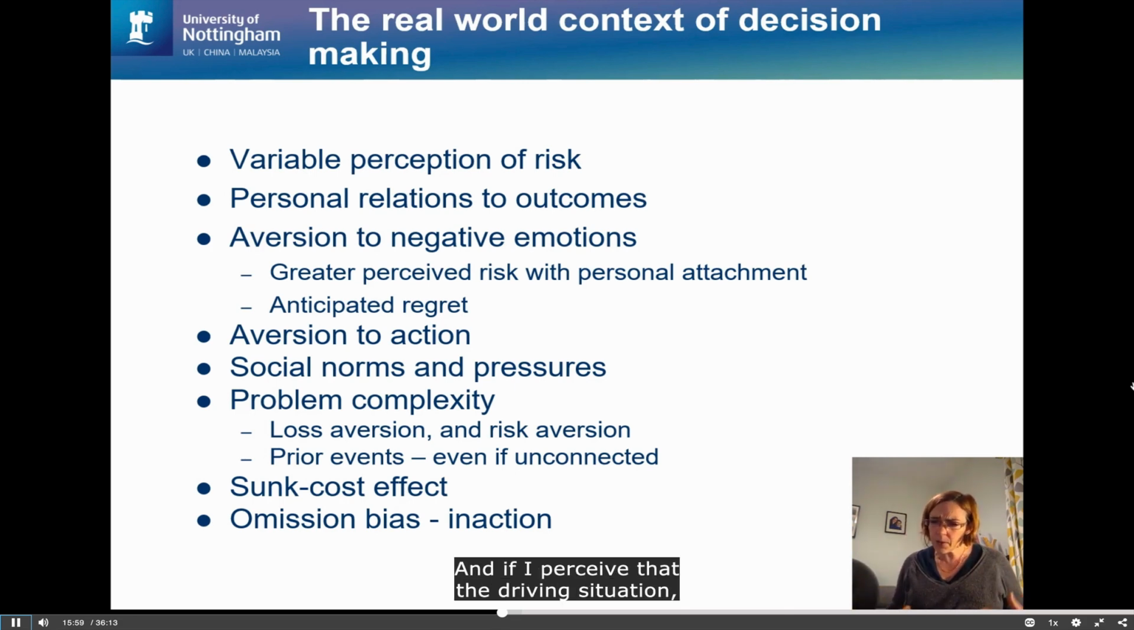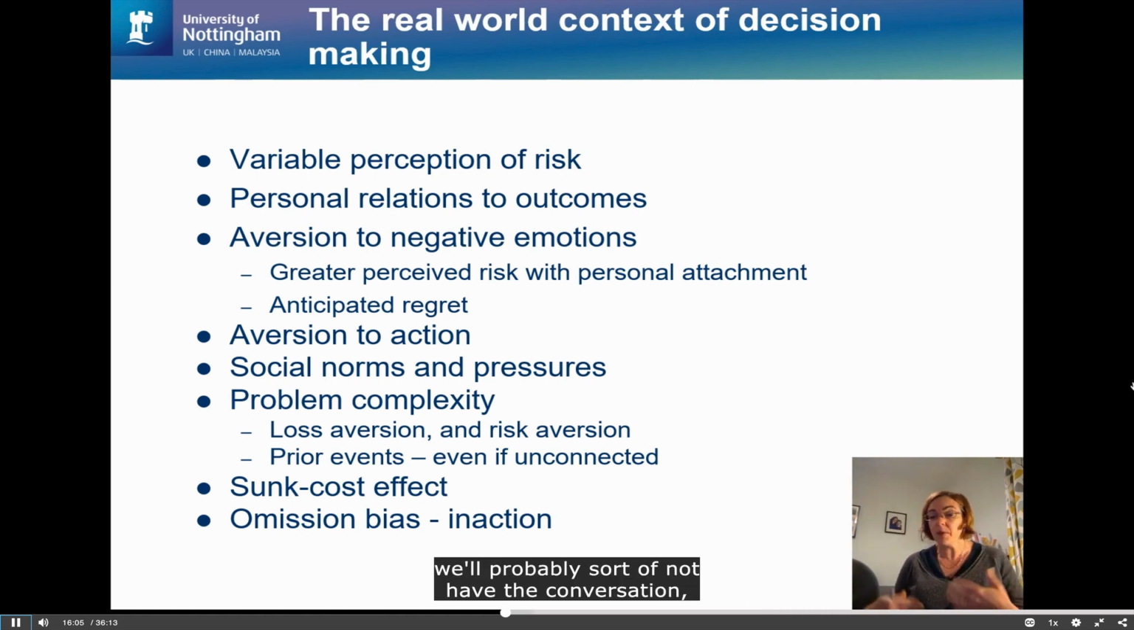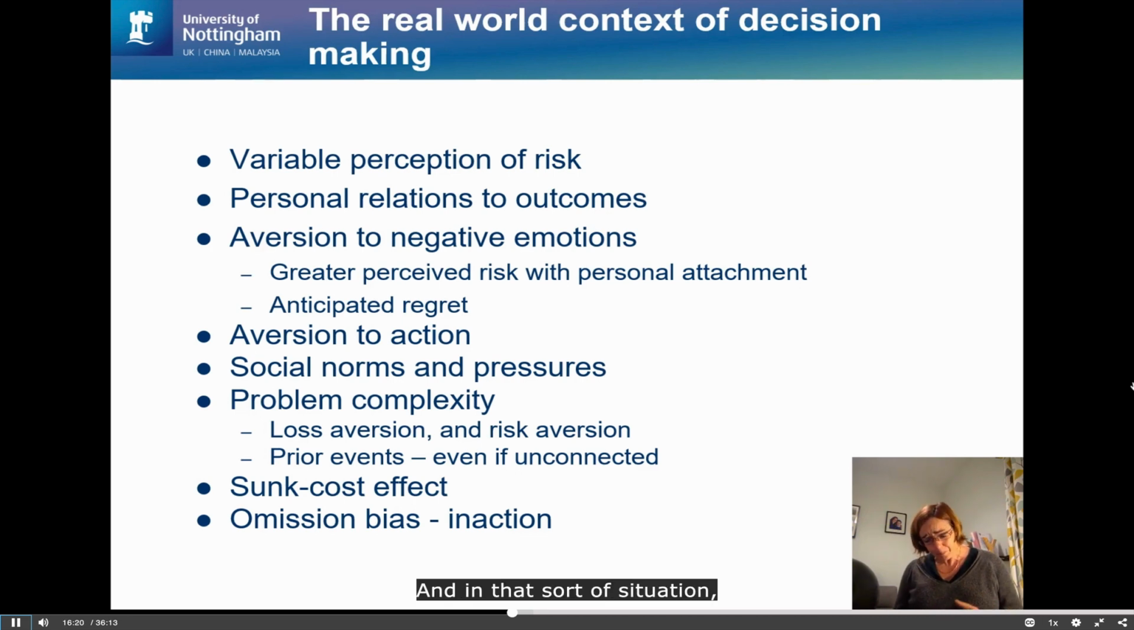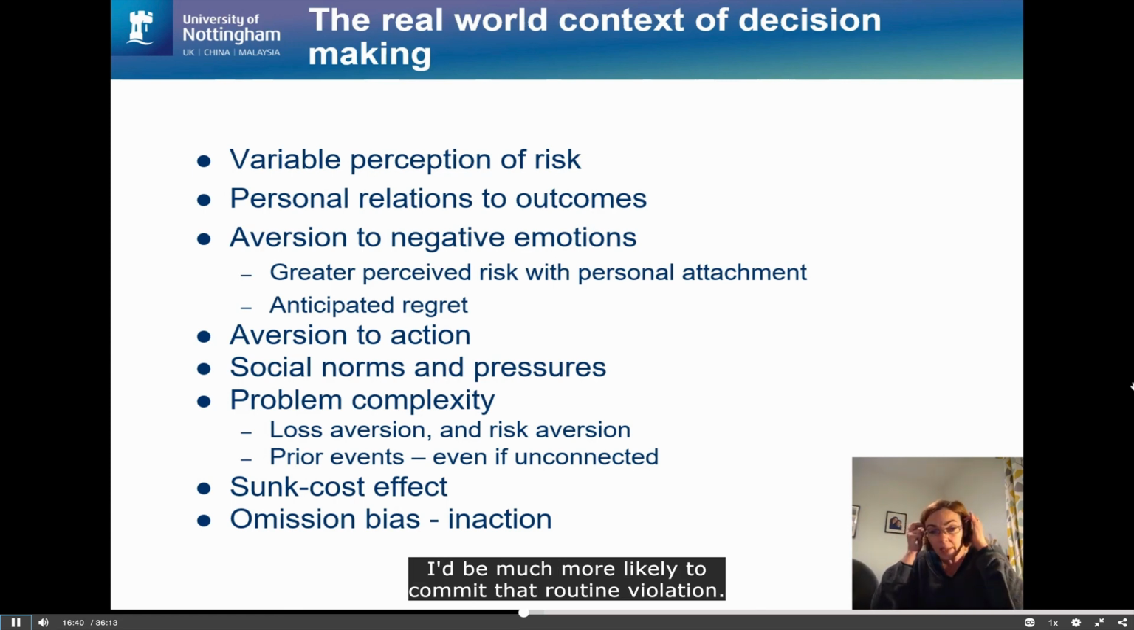And if I perceive that the driving situation I'm in is quite risky at the time, I will probably not have the conversation, but if I feel it's quite comfortable and quite safe, I will do that. Similarly, I probably commit routine violations in terms of occasionally going slightly over the speed limit. It's one of those violations we all commit quite often. And in that sort of situation, I probably will make a judgment. So if it's raining, I will absolutely not speed, and I will probably go well under the speed limit if it's raining and there's dangerous splashing on the road. But if it's bright and dry and there's very clear visibility, I'd be much more likely to commit that routine violation.